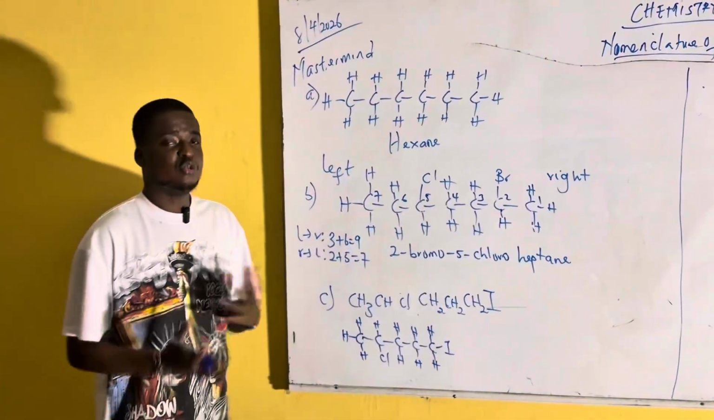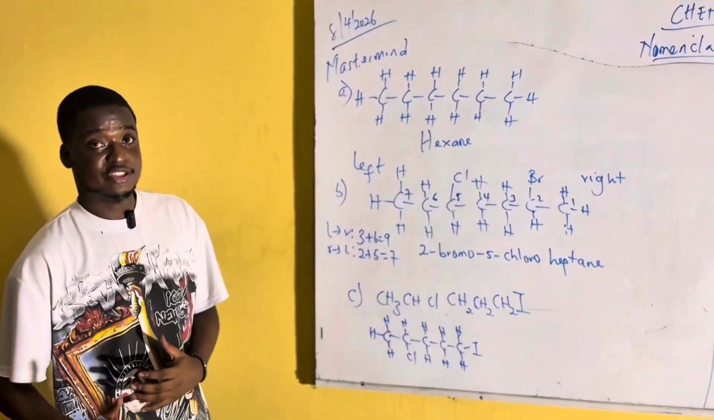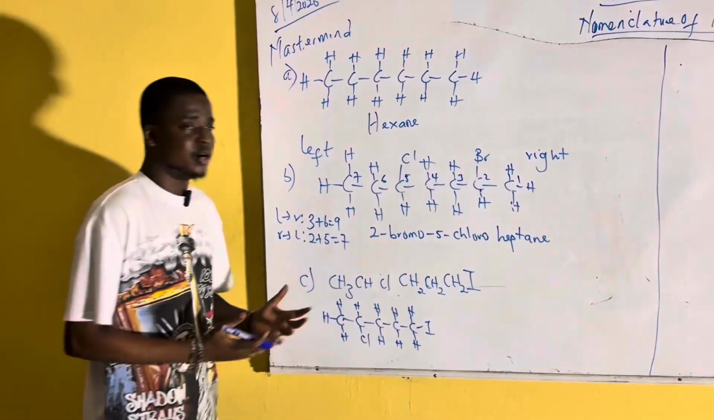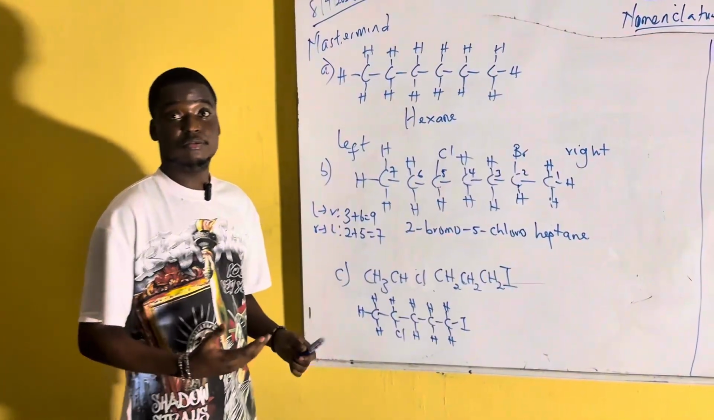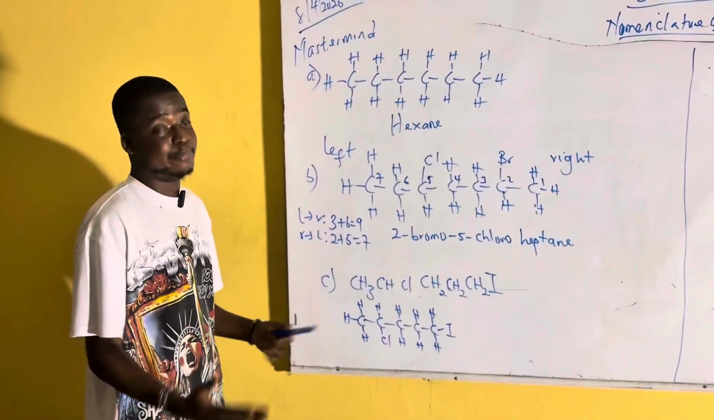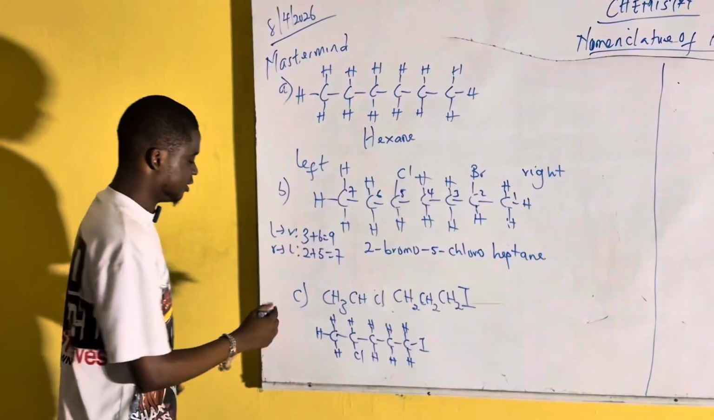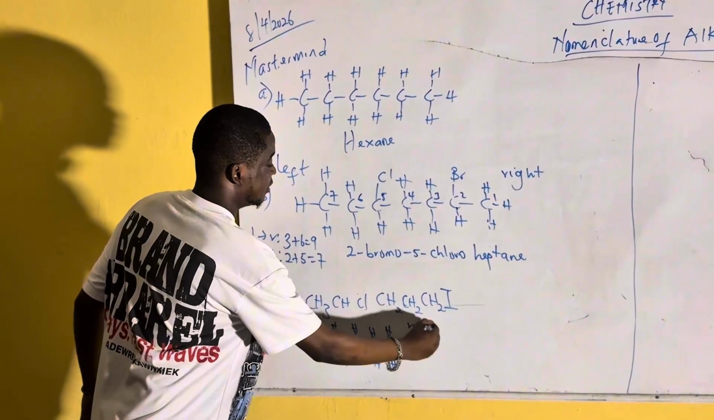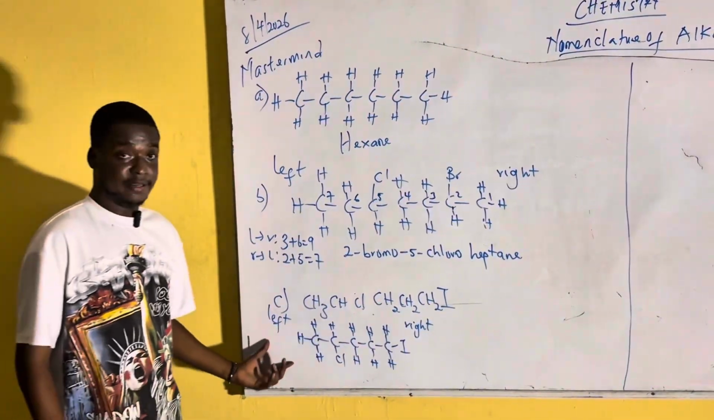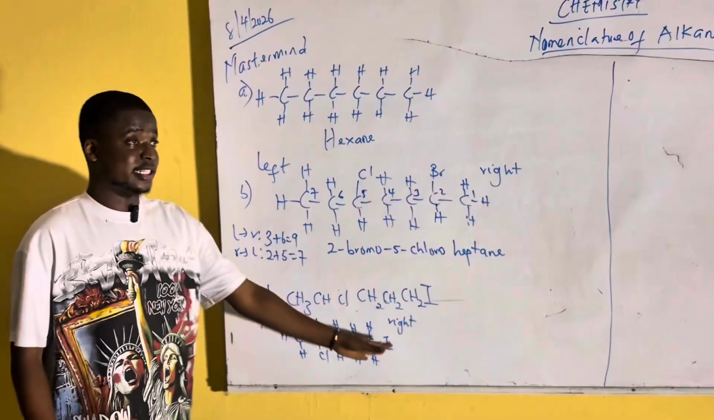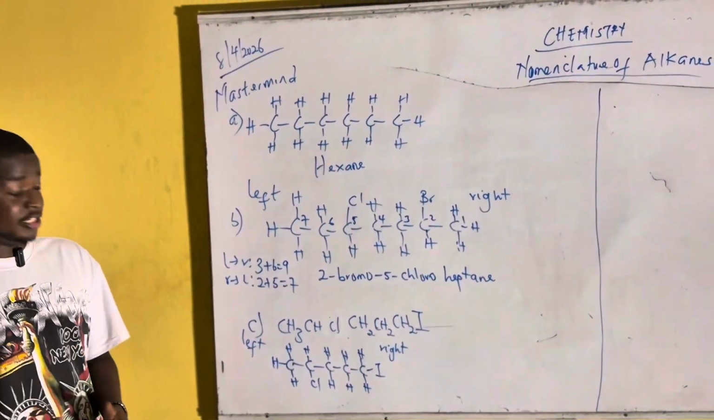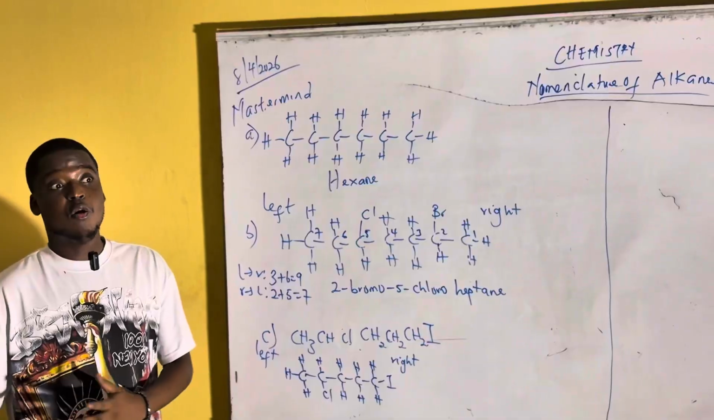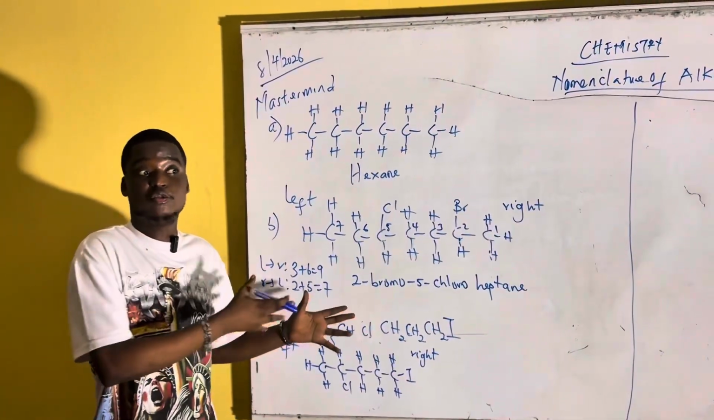Next we have to determine what path to follow to number the structure. Should we follow left to right or right to left? As usual, I always ask you to label it to determine the path before you number the chain. This is the left part of the chain, and this is the right part. By the way, the substituents here are this chlorine and this iodine, because they are not carbon or hydrogen, so they are substituent groups.